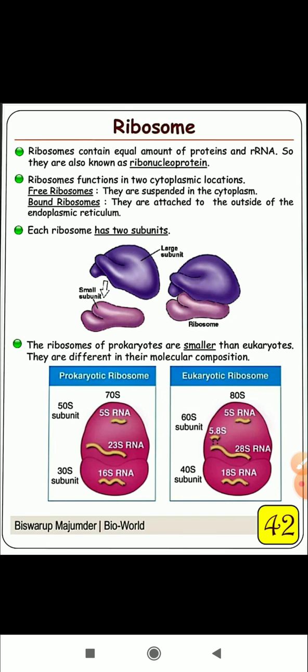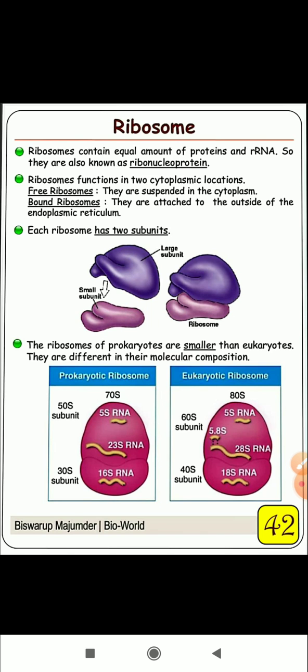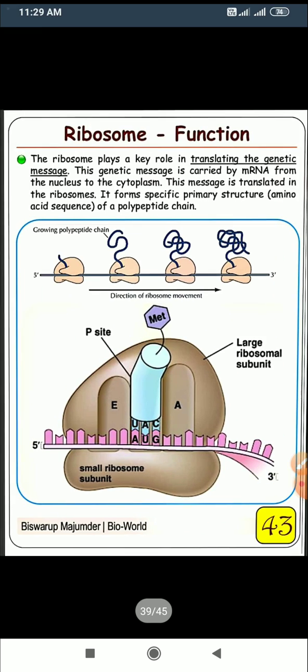So these two ribosomes are different from each other, as the prokaryotic ribosomes are present in prokaryotes, mitochondria and chloroplast. Now, what is the function of these ribosomes? The ribosomes are involved in the synthesis of proteins.